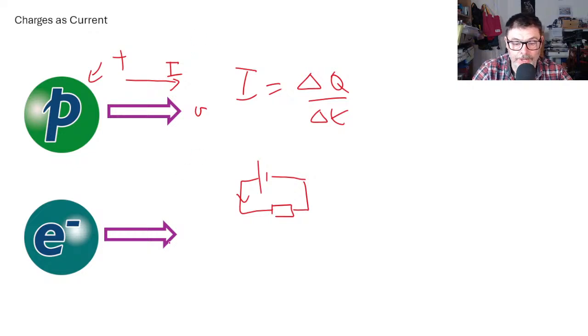So a proton going right is a current to the right. An electron, on the other hand, moving to the right is considered as a current going to the left because, as we just said, current is always the direction of a positive charge, and this is in the opposite direction, so currents to the left.